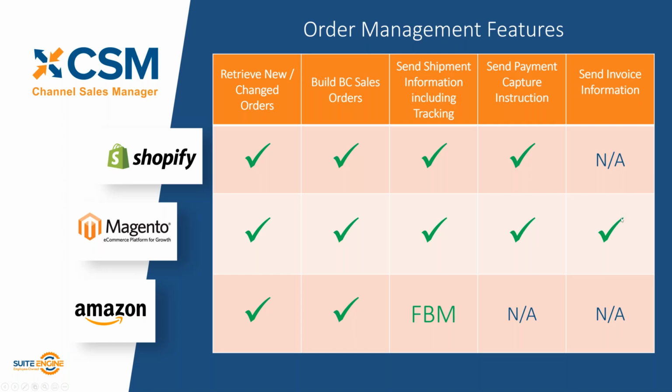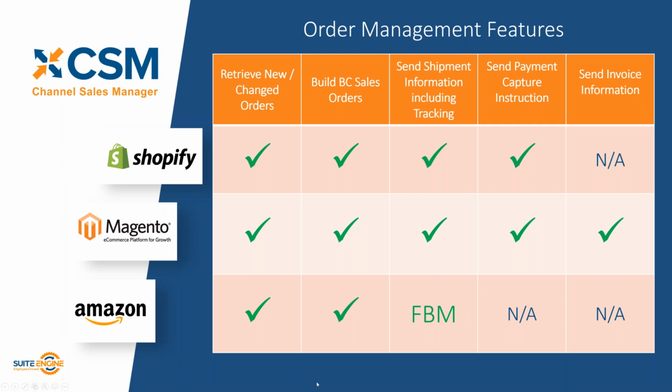But with Magento, to be able to complete the order, what Magento wants is to know that the full order has been invoiced. So CSM is able to send Magento that invoice information back, which will allow the Magento status of the order to go to complete. So we're looking at CSM trying to essentially follow the order lifecycle that the platform has on the other side, and we want to automate those orders being complete and taken care of.